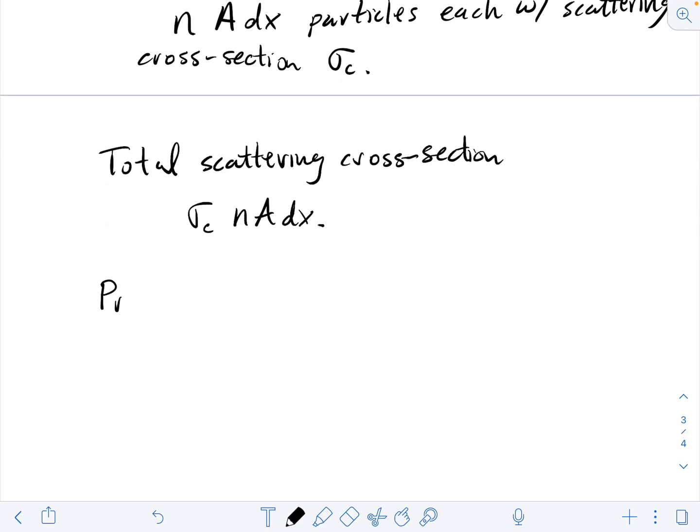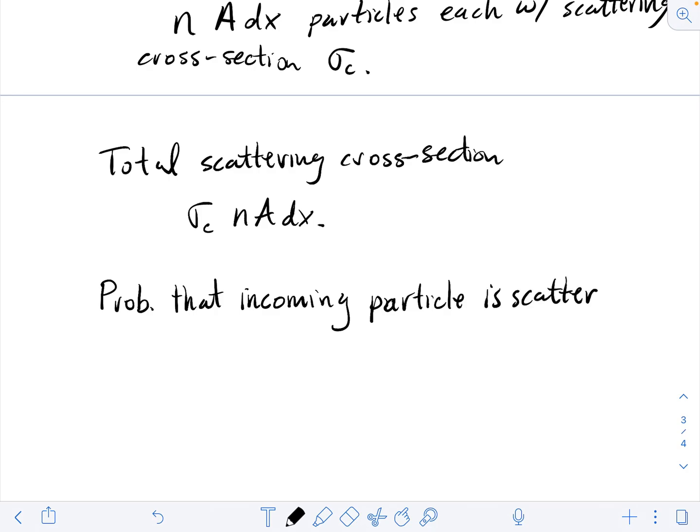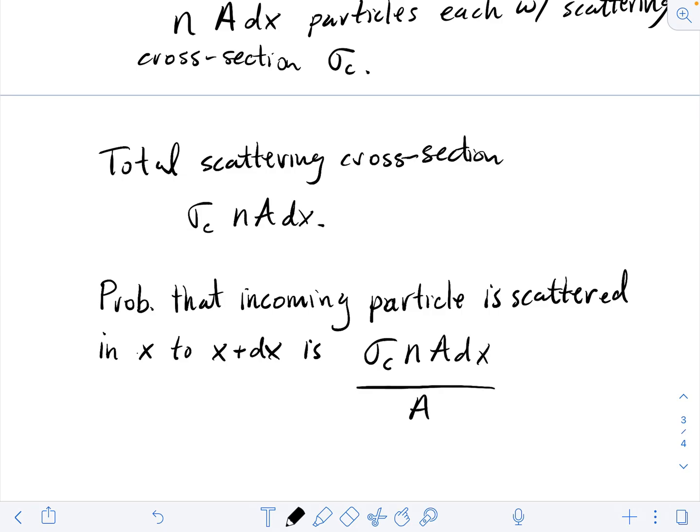And so what we could do is we could say that the probability that an incoming particle moving in the x direction is scattered in x to x plus dx is the scattering cross-section, which is an area, divided by the total area that's available for it to pass through.